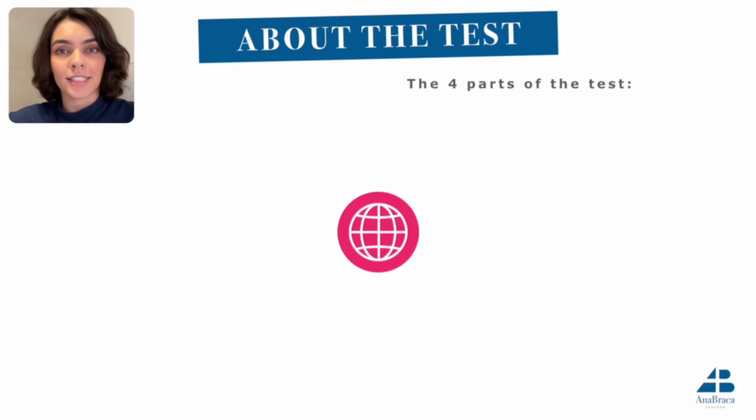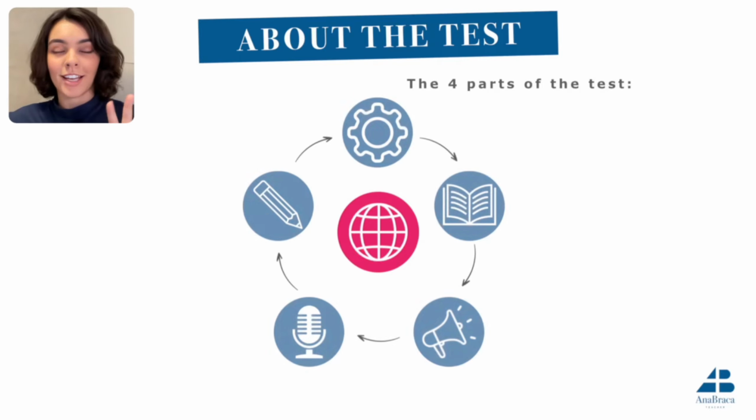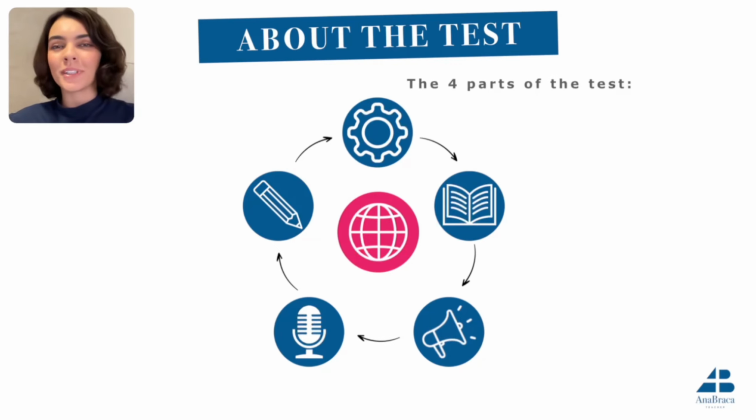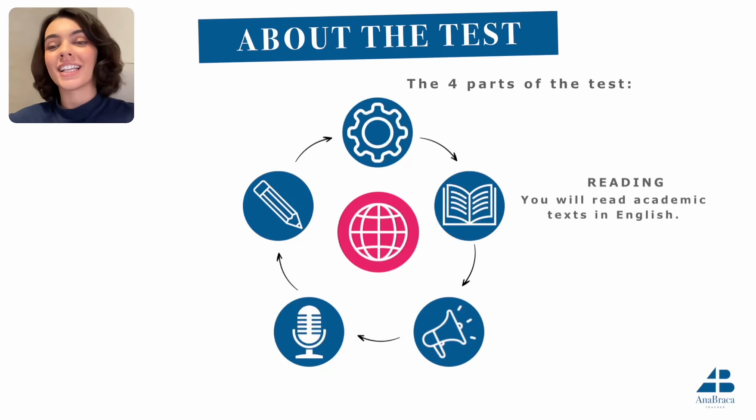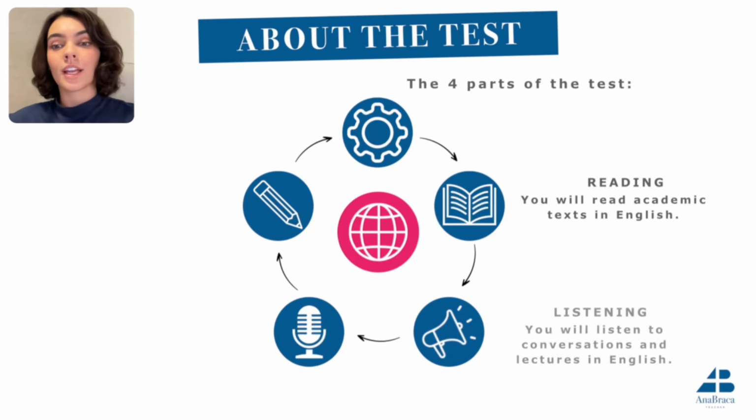So now let's talk about the test, the 4 parts of the test. Lucky you guys, there is no grammar part, so you can be relieved. The first part of the test is the reading, where you will be reading academic texts in English and answering questions about those texts. Then the second one is the listening, where you listen to conversations and lectures in English.